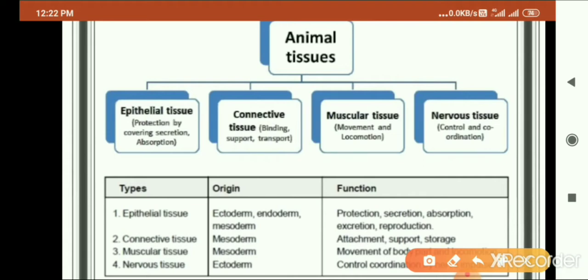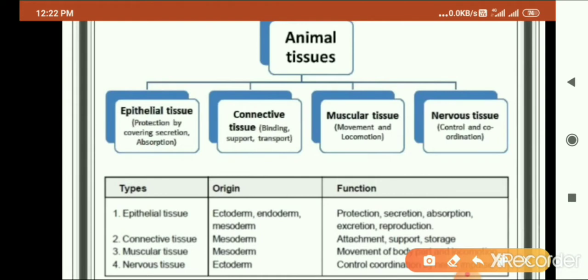Then we have the muscular tissue. There are three types of muscular tissue: striated, unstriated and cardiac. Nervous tissue helps in control and coordination. Now we have the origin and the functions of these tissues.